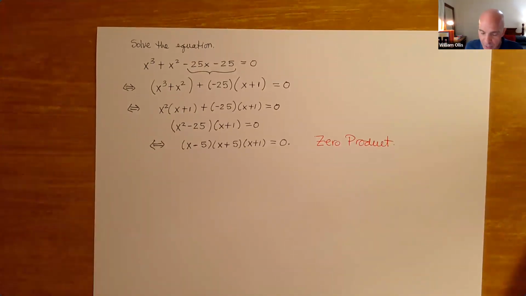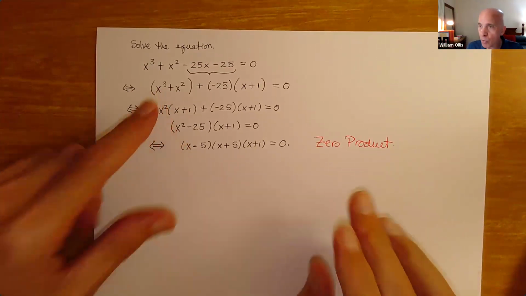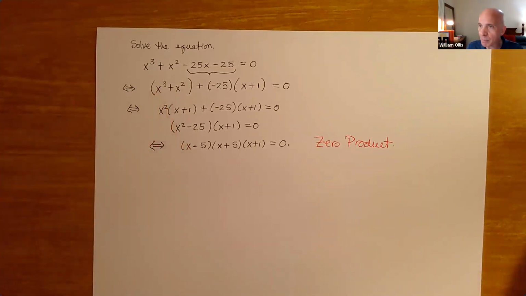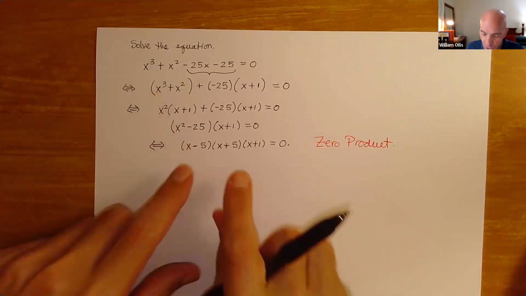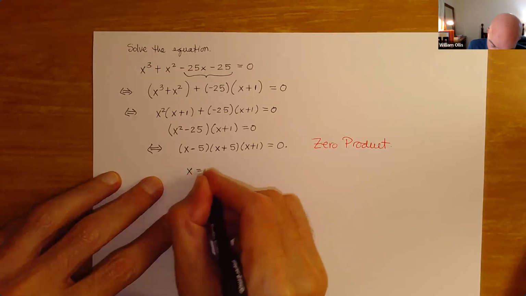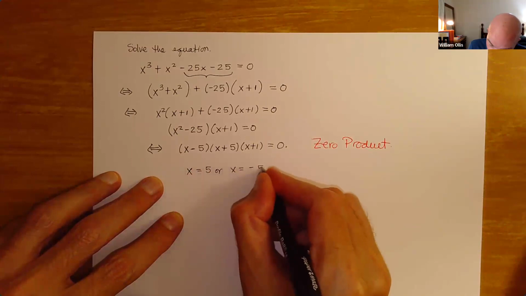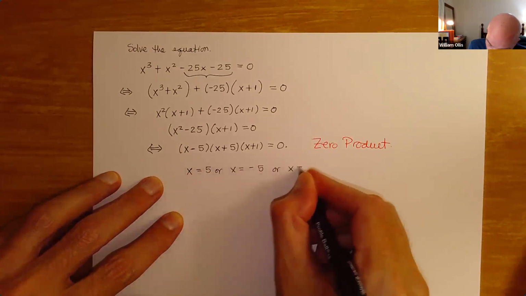So when we look at this, again, we did some creative factoring like we were doing the AC lemma, but we didn't start that way. And so now we can set each factor to 0. So we get x equals 5, or x equals negative 5, or x equals negative 1.